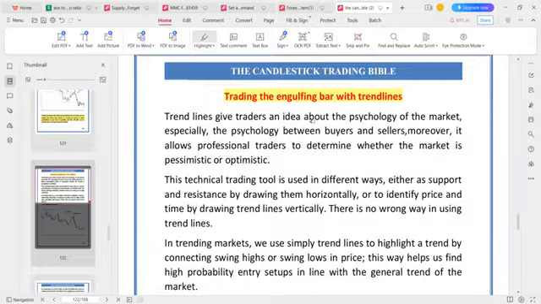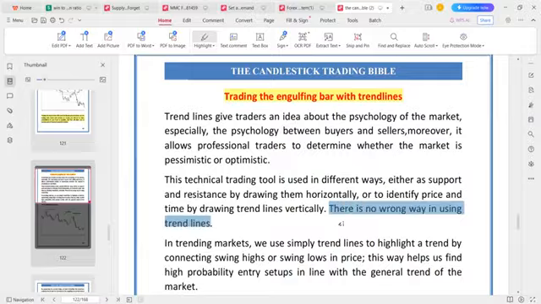Trend lines give traders an idea about the psychology of the market, especially the psychology between buyers and sellers. Moreover, it allows professional traders to determine whether the market is pessimistic or optimistic. This technical trading tool is used in different ways, either as support and resistance, by drawing them horizontally, or to identify price and time by drawing the trend lines vertically. There is no wrong way in using trend lines. That's one thing you need to note. There is no wrong way.